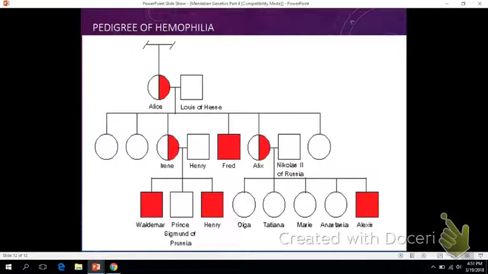Hemophilia is another example of a trait that is carried on the sex chromosomes. They are not able to make anti-hemolytic factor, which causes blood clotting. Philia means to love, and hemo is blood, so hemophilia actually means to love bleeding. They are unable to clot, to make blood clots.